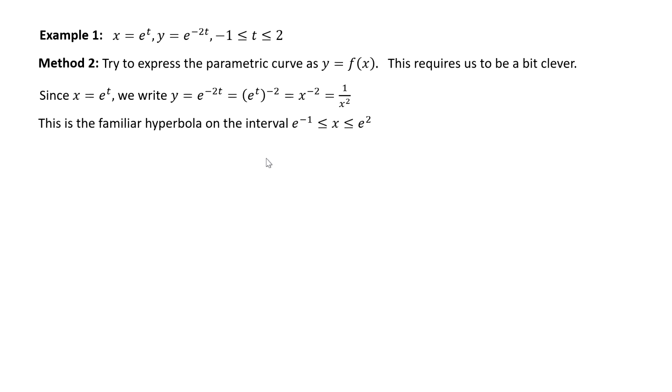That's the only difference. So this is the familiar hyperbola on the interval e to the negative 1 to e squared. Notice t went from negative 1 to positive 2, right? So when you plug t equals negative 1, x equals e to the negative 1. That's what I got. And when t equals 2, x equals e to the 2. That is what I have here. That's all there is. Cool. That's it, folks.